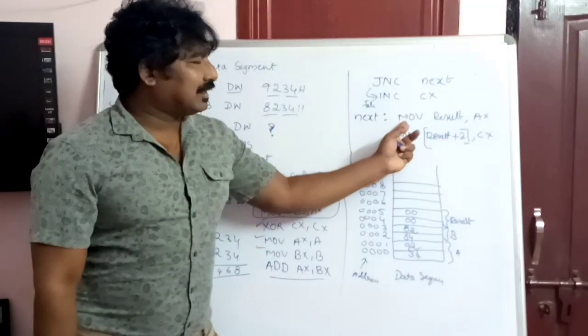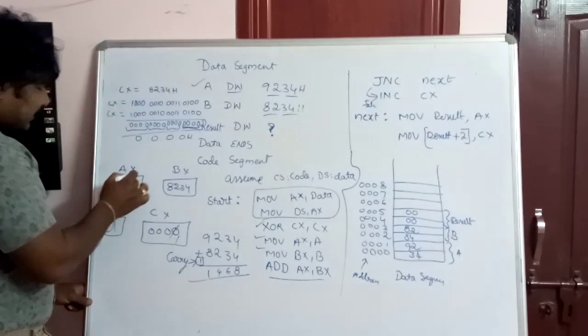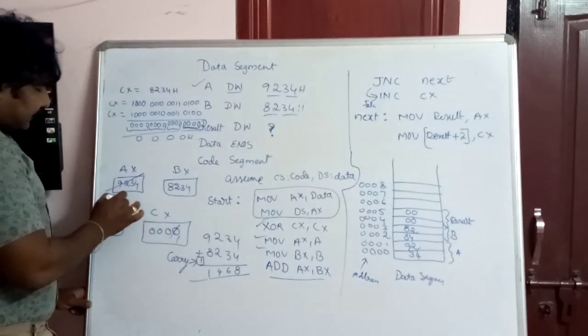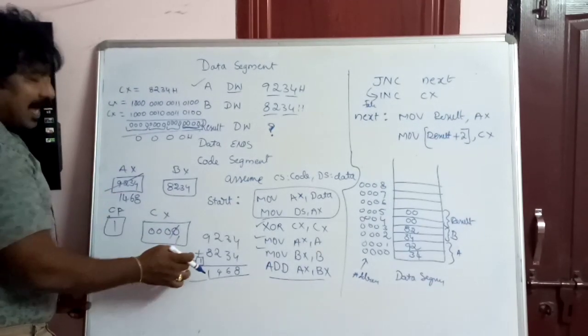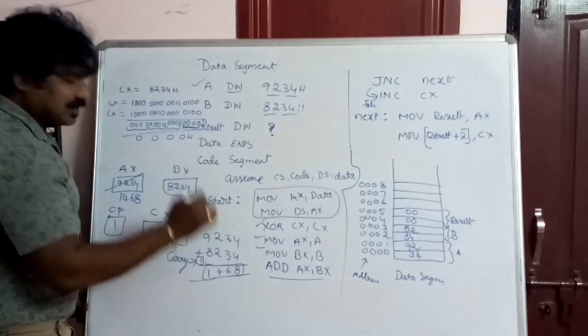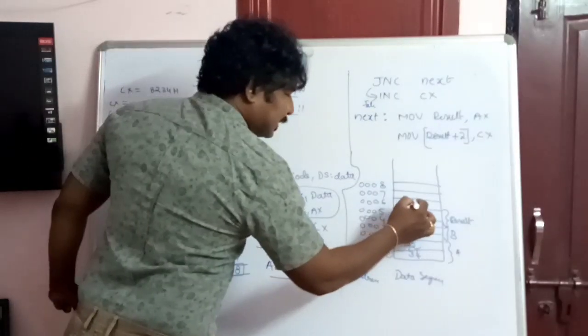Then here we are moving the result AX value into the result. What is the AX value? This will be overwritten with the result value. What is that? 1468. This carry is not taken into consideration. Only AX will get these 4 digits. So that is 1468, and that means 68 will be stored here.